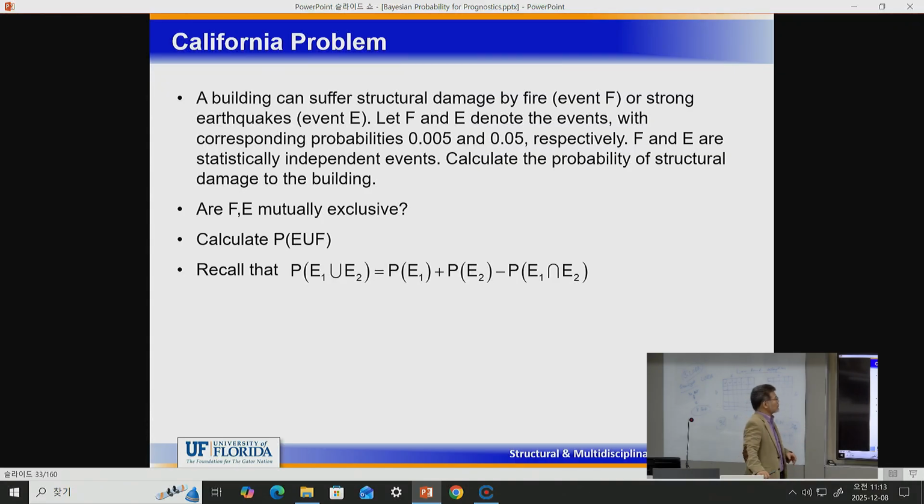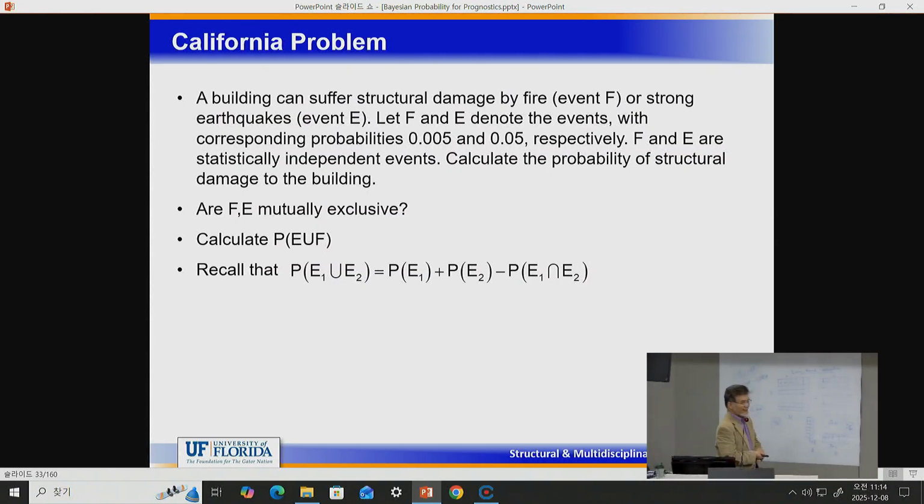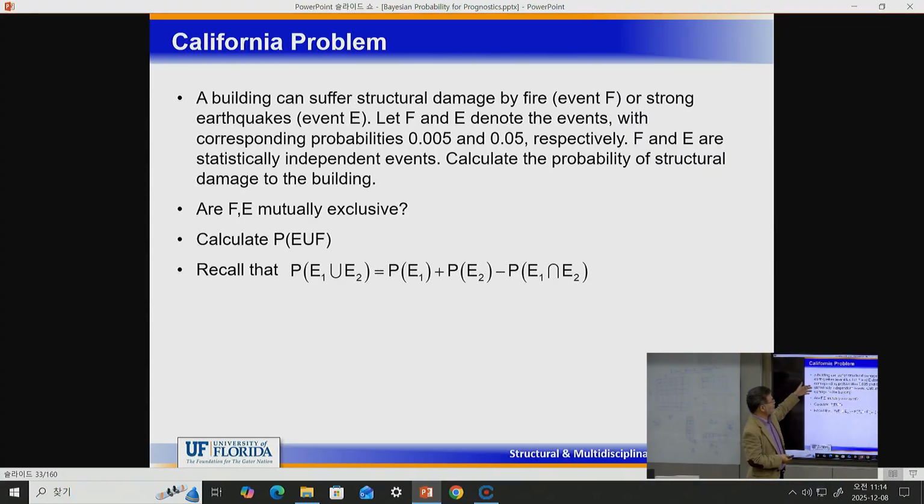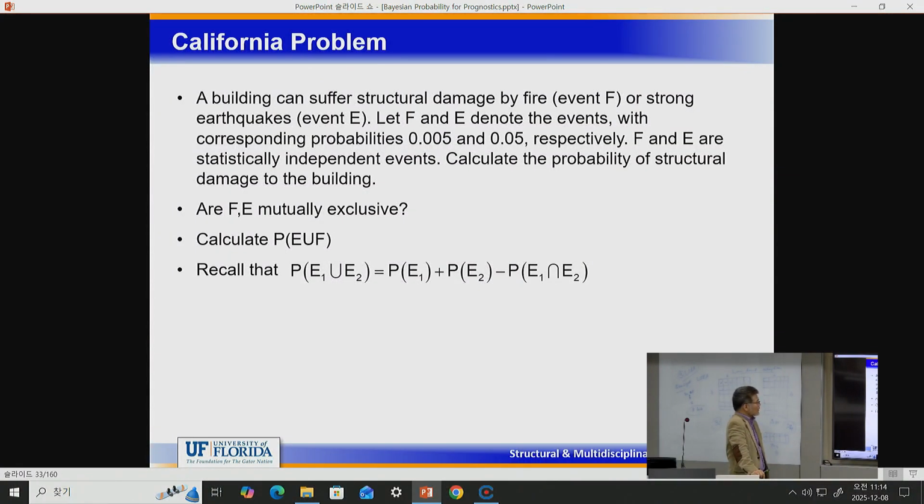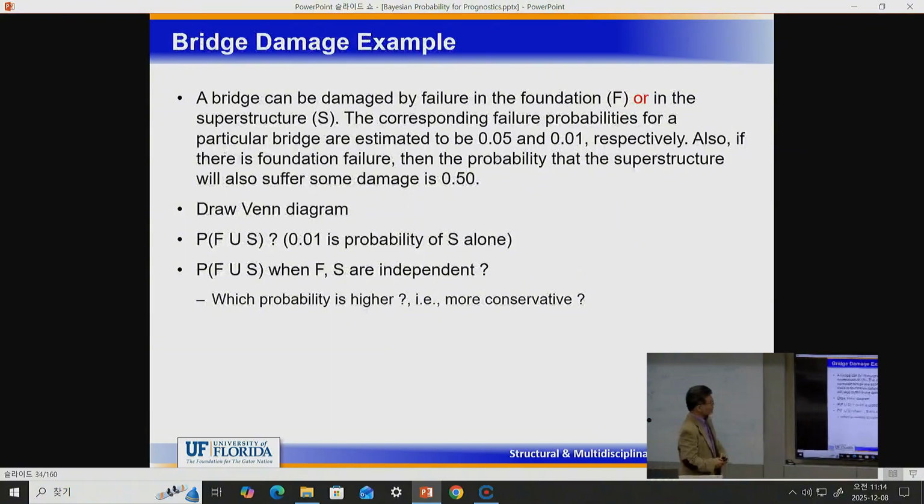Now, the individual probability of fire is about 0.5%, and earthquake is 5%. I don't want to live in California if there's a 5% probability that I die by earthquake, but let's assume this number. Now, F and E are statistically independent, because fire and earthquake are not related to each other. Then what's the probability of structural damage to the building, either fire or earthquake? Basically, I want to calculate this union, E1 or E2. It's P(E1) plus P(E2) minus the intersection. Since they are independent, the intersection is what? The product of the individual probabilities, right? So P(E1) times P(E2). That's the easy problem.